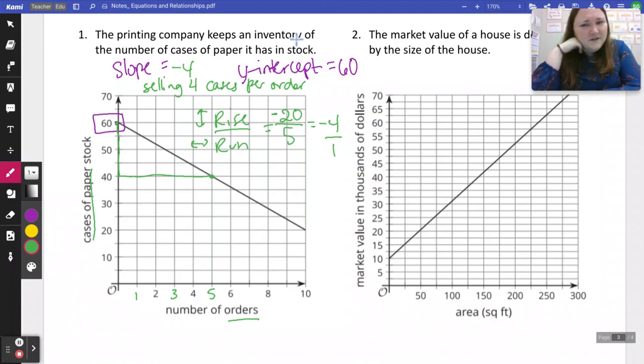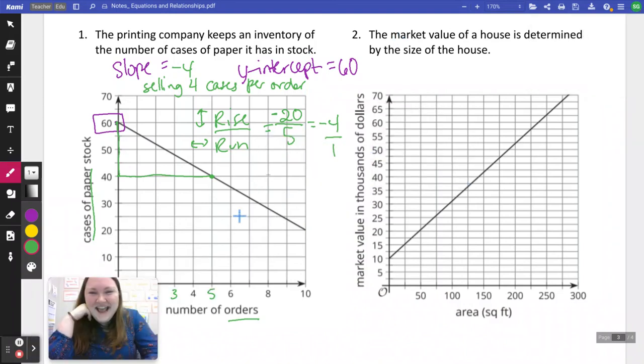So this is an example of what we're going to do for the others. I'm going to move my face again and have you look at number 2. Number 2 is the market value of a house is determined by the size of the house. Just like we did over here, go ahead and identify your slope and your y-intercept and see if you can put into words what those 2 numbers tell us about the situation about a house. Pause the video and do that now.